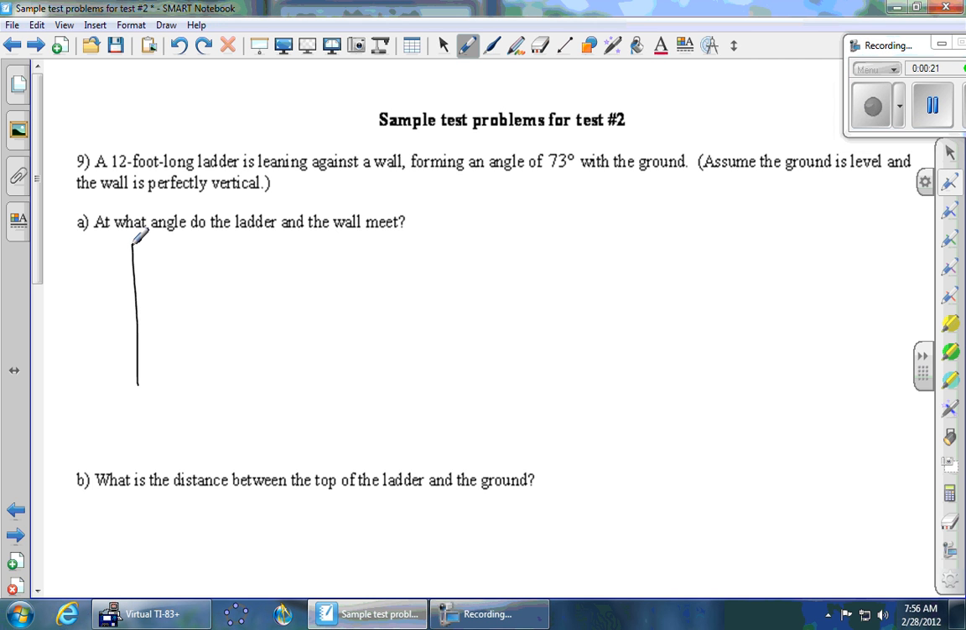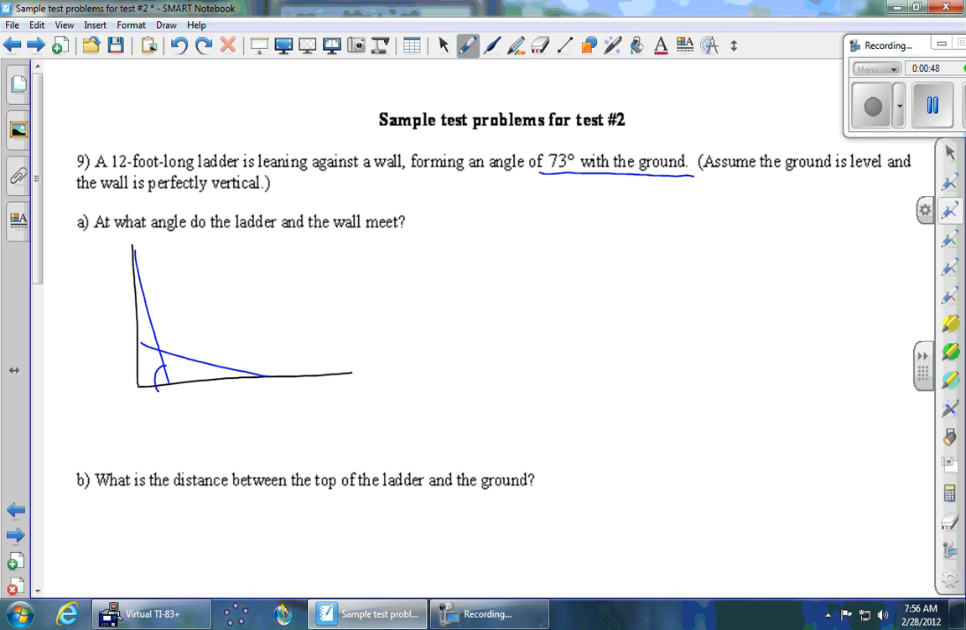So we've got our wall, we've got our ground, and then we've got a ladder leaning against the wall, which forms an angle of 73 degrees with the ground. So the first question I'm asking myself, if I'm trying to draw this roughly to scale, is: is this a quite steep ladder, or a quite flat ladder? That 73-degree angle is made with the ground, so I want the angle made with the ground to be quite steep.